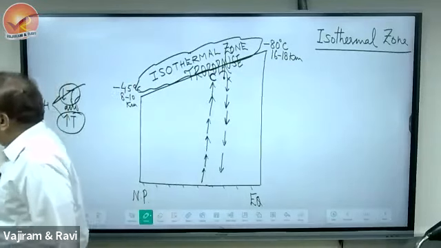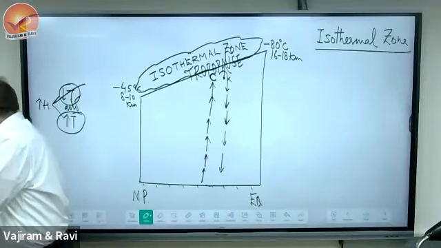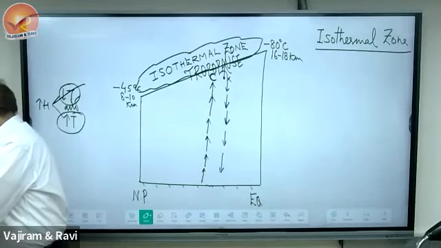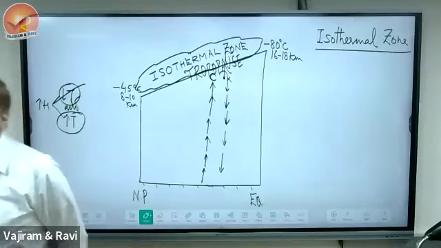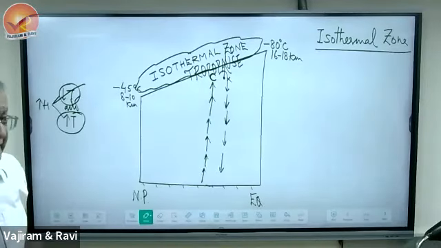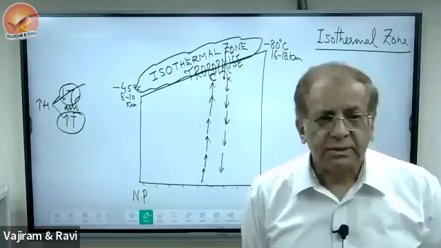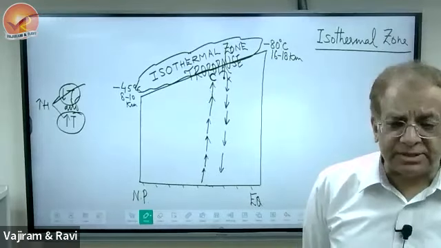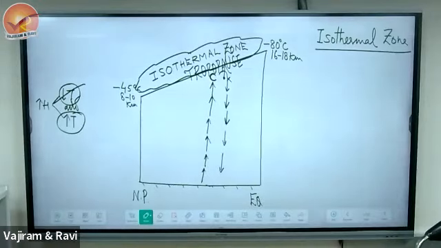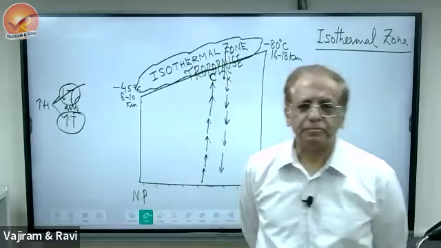Please write. It is a zone in the atmosphere in which, with increase in height, there is almost a constancy of temperature.